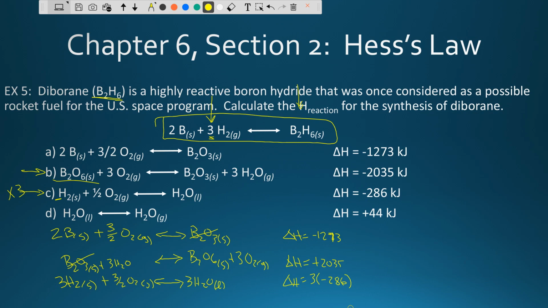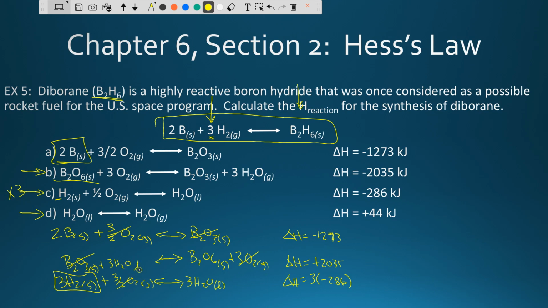Now we see that I've accounted for my hydrogen, my boron is in there. That's looking good. And so now we have to account for my oxygens. Here I've got 3/2 and 3/2, and here I've got 3. Well, we have one more step in this whole process, don't we? So 3/2 and 3/2, that's 6/2, and 6/2 is 3. So these two will cancel out with this one. So now what do we have left?